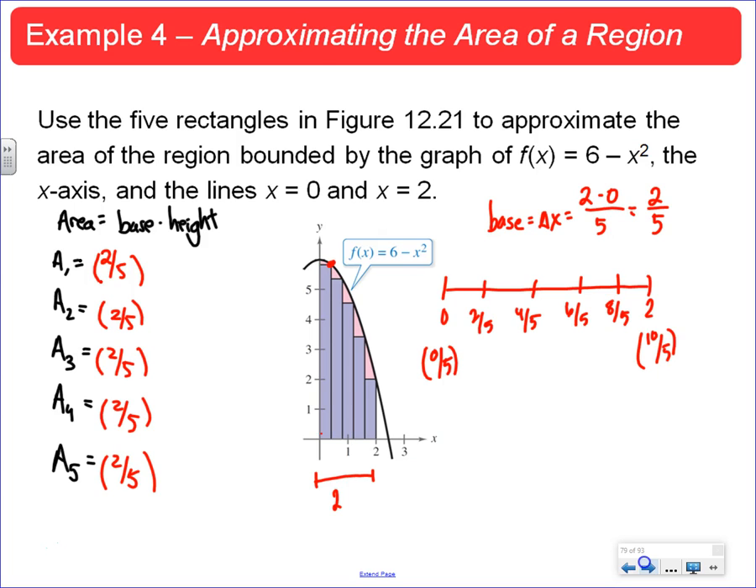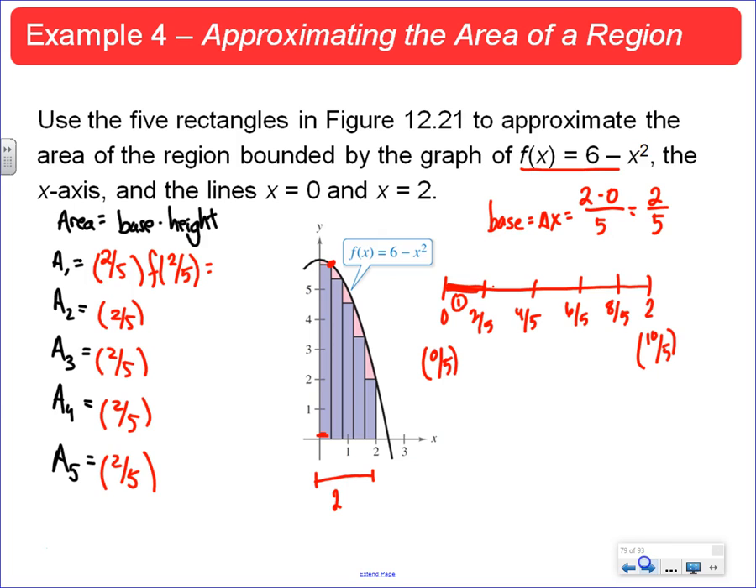So for the first rectangle that goes between 0 and 2/5, how high is it going? Is it hitting at 0 or is it hitting at 2/5? It's hitting at 2/5. So what's my height going to be? f of 2/5. We'll figure that out in a second and plug into the function, but it's going to hit at 2/5.